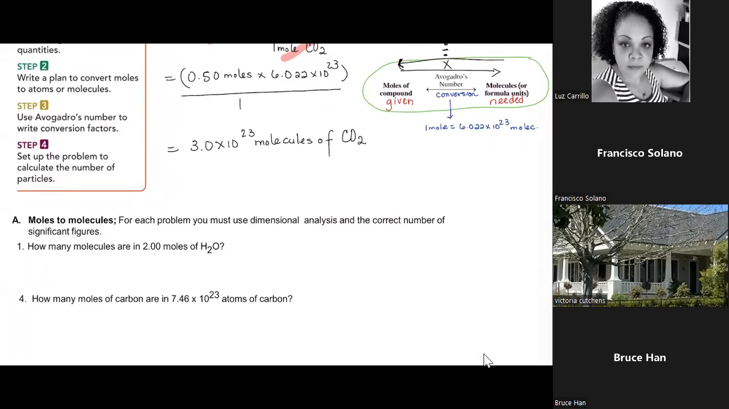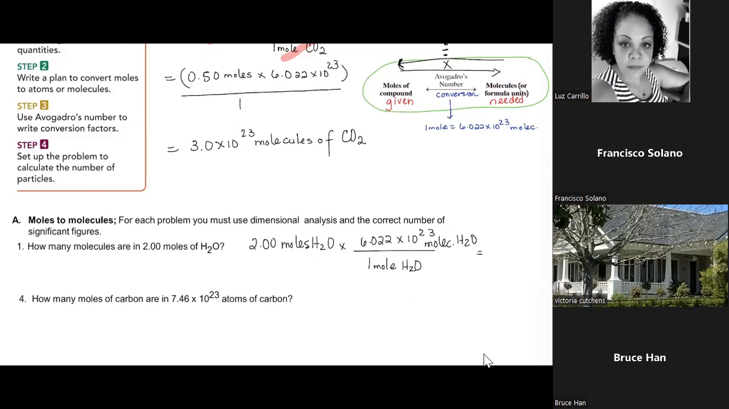Great. So you can see here that in number one, we are given 2.00 moles of water. We're trying to find molecules of water. So when we're going from moles to molecules, or moles to atoms in the case of elements, we are always going to use as our conversion factor Avogadro's number. So in this case, I'm going to write what is given, 2.00 moles of water. In 1 mole of water, we have 6.022 times 10 to the 23rd molecules of water. So I go to my calculator, 6.022 times 10 to the 23rd times 2.00.